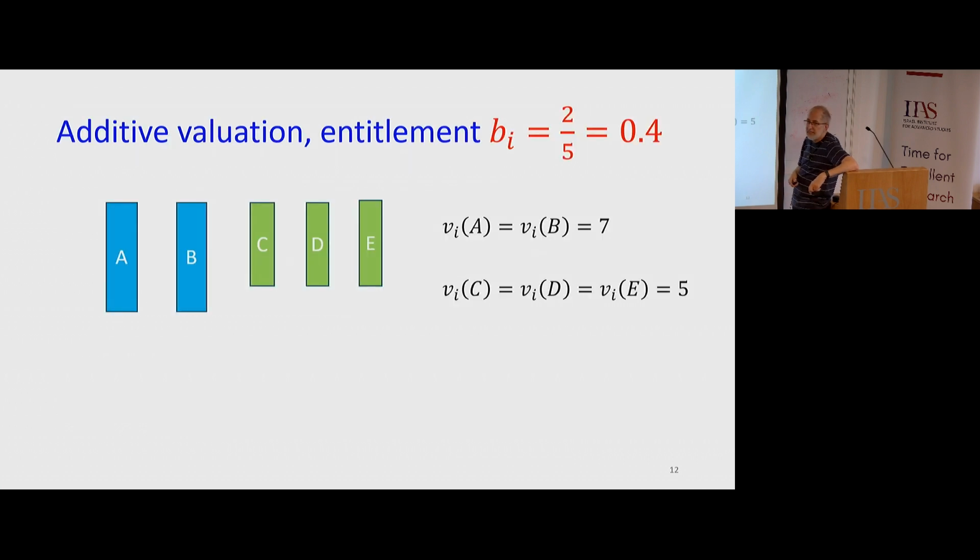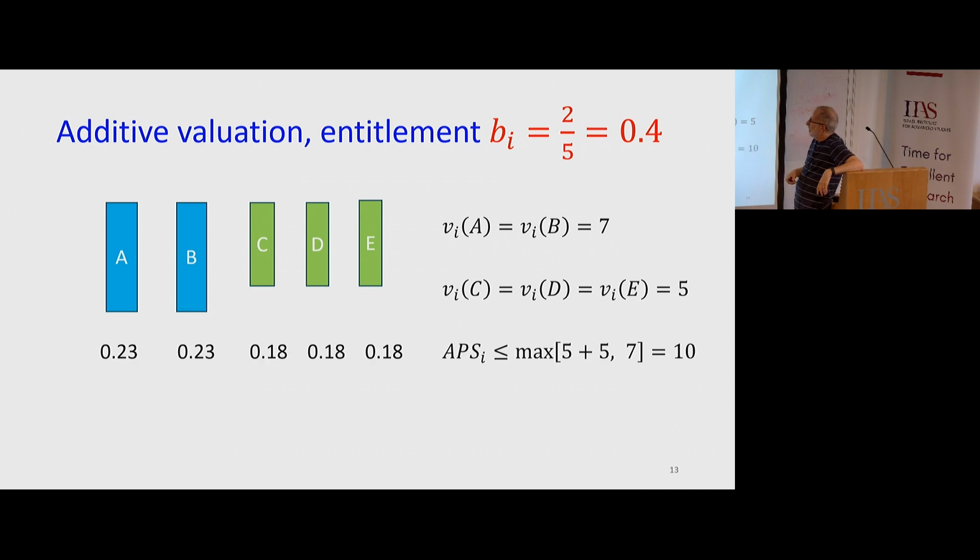So let us give an example. Suppose we are looking at a special case of additive valuations, and suppose your entitlement is not 1 over an integer. Let's say it's 2/5. It's not 1/2, not 1/3. And suppose we have these 5 items, 2 of them of value 7 and 3 of them of value 5. What would the share value be? So an adversary can price the items, these 2 as 0.23 and these 3 as 0.18. If you sum up all the prices, you actually get 1 as desired.